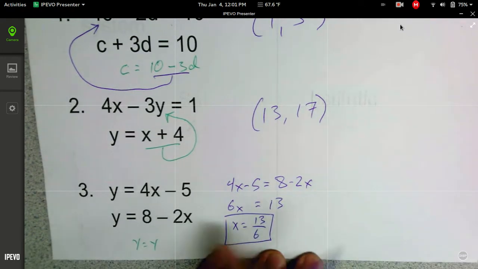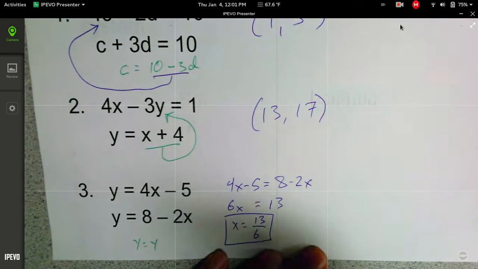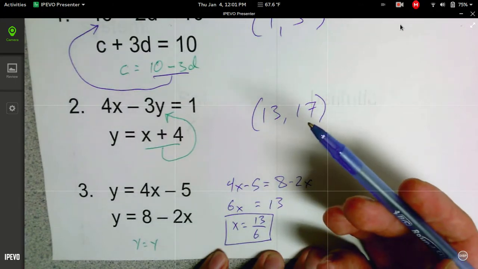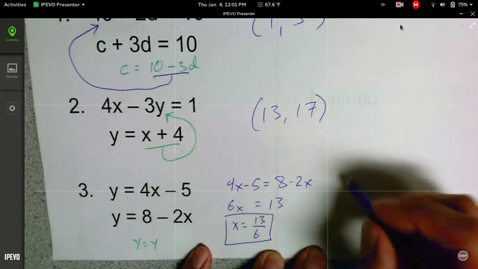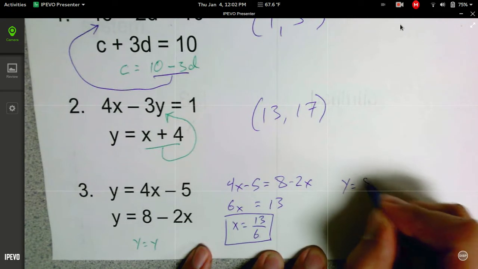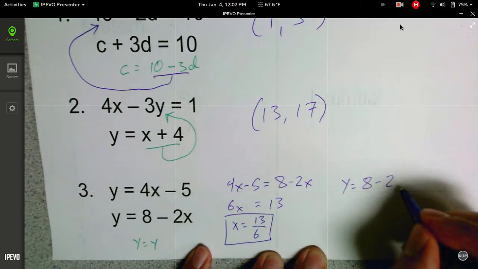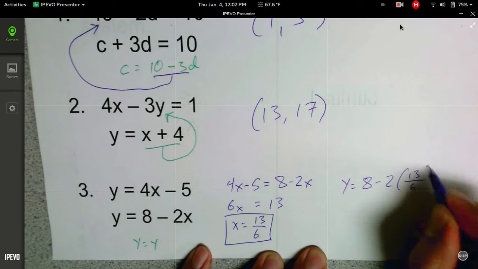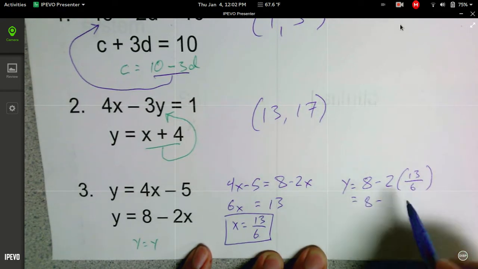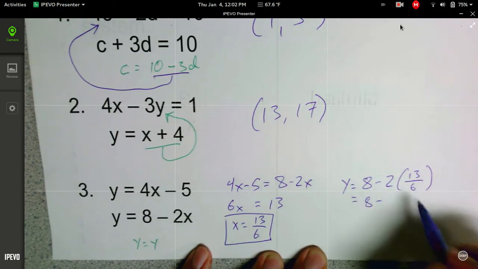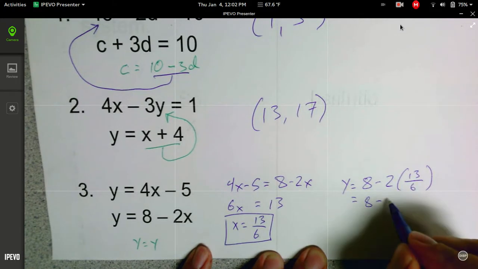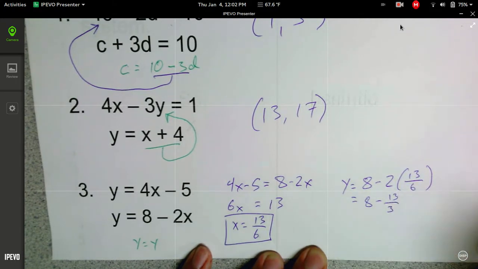Okay, so we're going to take that and we're going to plug it into one of these 2 lines. Let's see which one do I want to use here. I'm going to plug it into the bottom one because this 2 will then divide into the 6 and it'll simplify it a little bit for us. If you guys don't see that, you can do this with either one. You should end up with the same answer either way, but I'm going to plug it into the bottom one. So we have y is equal to 8 minus 2 times 13 over 6. Okay, that'll give us 8 minus the 2 divided by 6 is 3. So this will be 13 over 3 when we simplify it.